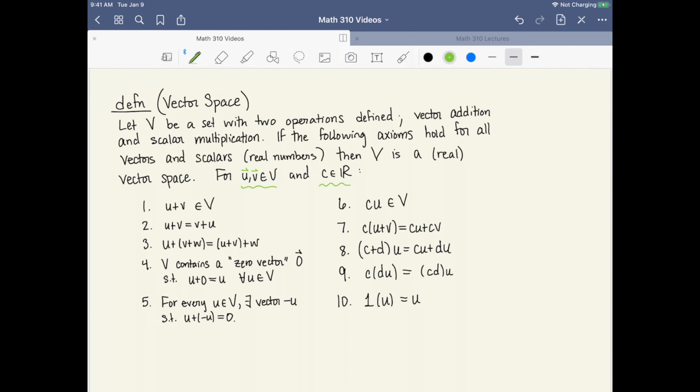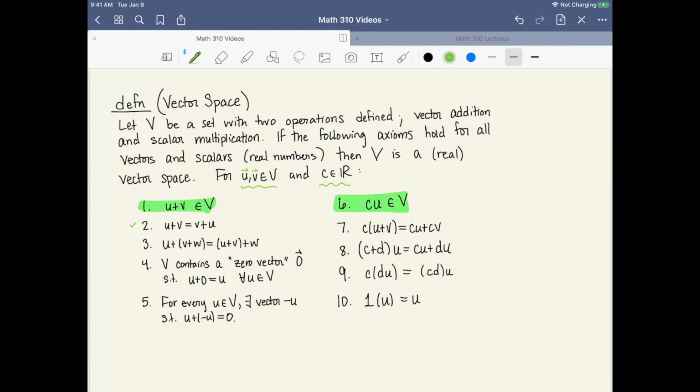You need to be able to add 2 vectors together and get a new vector. It's closed under vector addition. And you need to be able to scalar multiply a vector and still have a vector in the set V. These are the 2 most important properties: closure under addition and closure under scalar multiplication. And then when you have these operations that are closed, the rest of the items here are rules that they follow. For example, u plus v is equal to v plus u. So this addition is commutative.